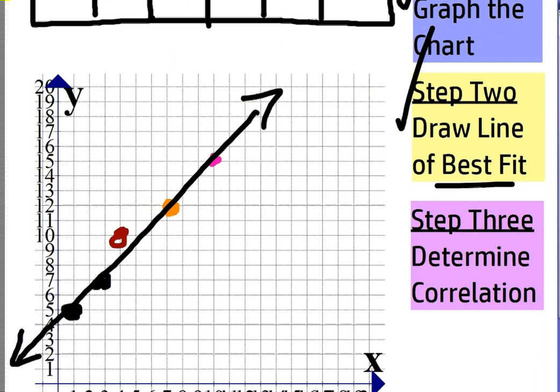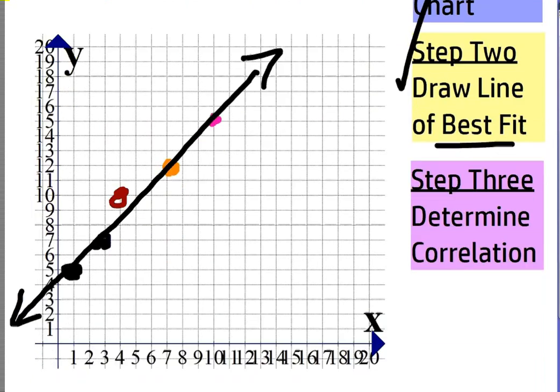All right, and then once you draw that line, we know whether it has a positive slope, negative slope, or no correlation, right? So you guys pointed out it has a positive slope, and so the answer is it's going to have a positive correlation between the data. What was step 1? Sorry, I was confused. Graph the chart.